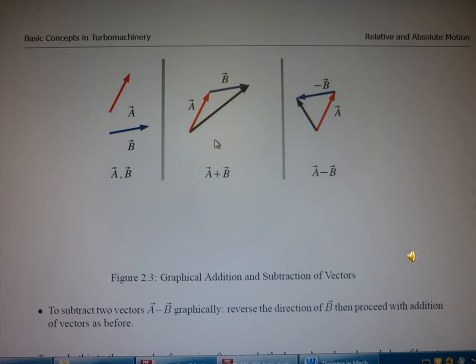These are the graphical addition and subtraction of the vectors, beta A and beta B. Beta A is a red color, beta B is a blue color. So by adding A and B, and also A plus B and A minus B, you can see the graphical addition and subtraction of the vectors. And this is the first thing about beta A and beta B.